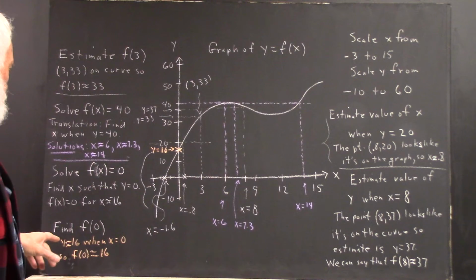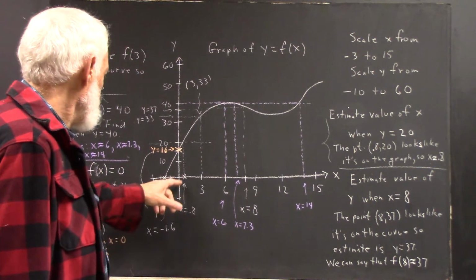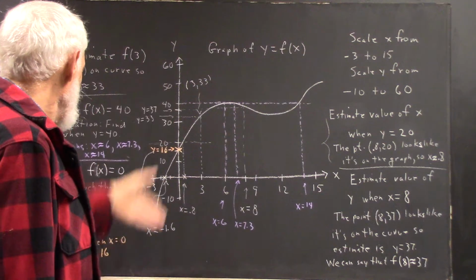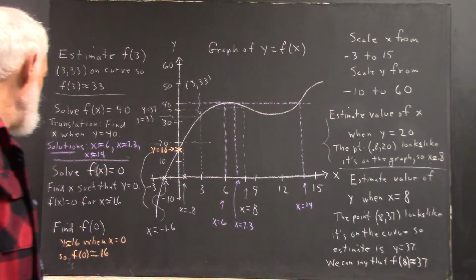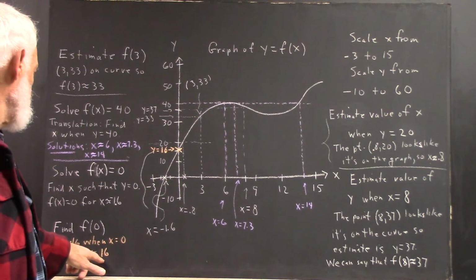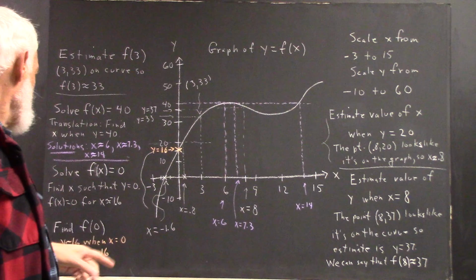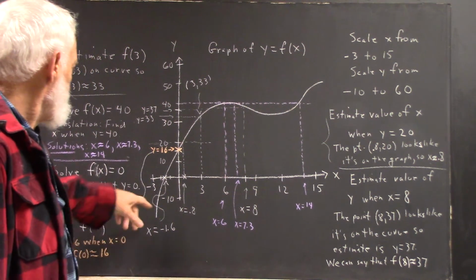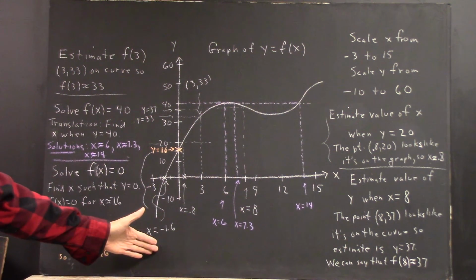Okay? And then find f of 0. Well, x equals 0 on the y-axis. The vertical line x equals 0 is the y-axis, and we see that the graph intersects at f of x equals 16. Okay, well, it's approximately 16. So, there we have it.